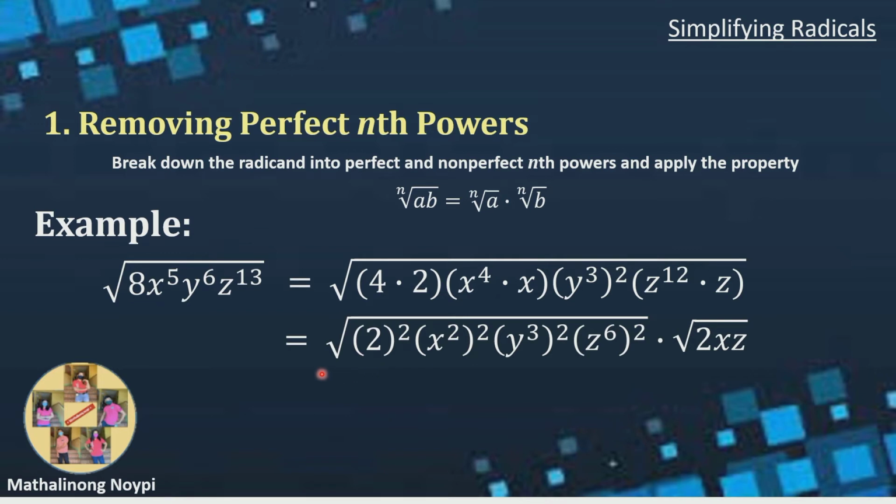So that is the square root of 2 squared times the quantity x squared times the quantity y cubed squared times the quantity z to the 6 squared times the square root of 2xz. So we have the final answer of 2x squared y cubed z to the 6th power square root of 2xz.